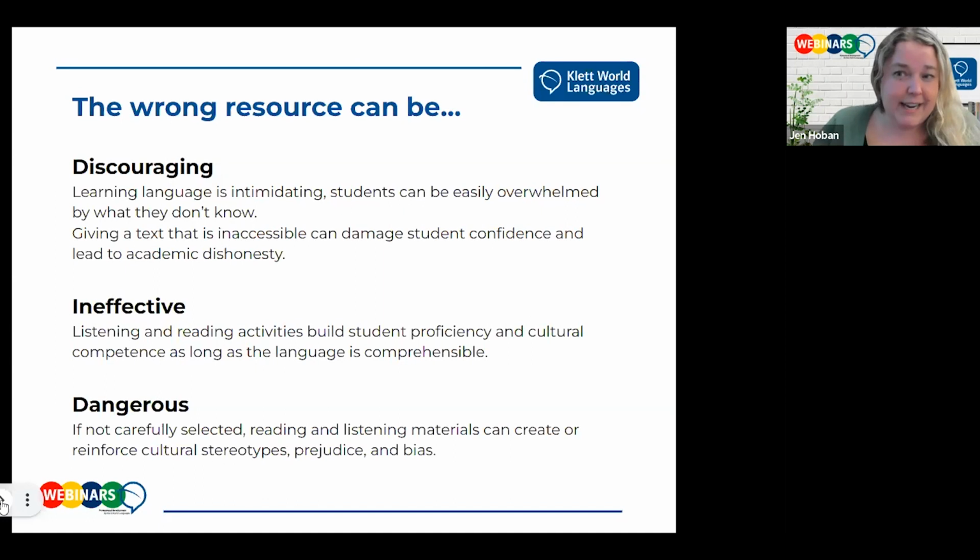And then finally, it can be dangerous if we're not considering the cultural stereotypes that might be presented in a text, or reinforcing the same old thing that they've heard a million times. And we're just making the culture very narrow. We don't want to do that. So we want to make sure that our texts are broadening their understanding of culture and giving them new perspectives. So Sharon's going to talk about what a good resource can be.